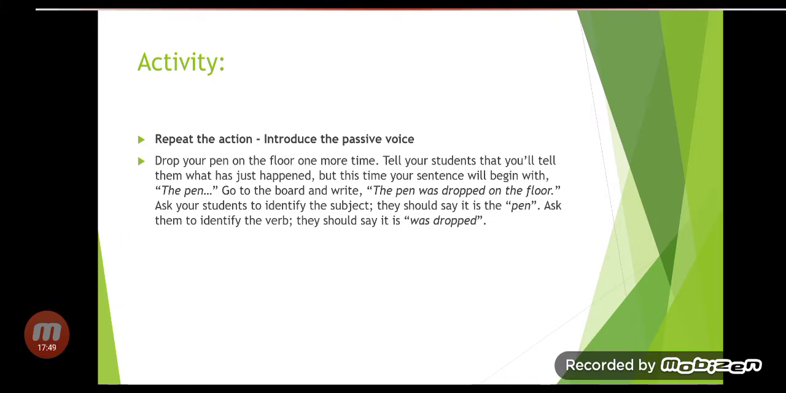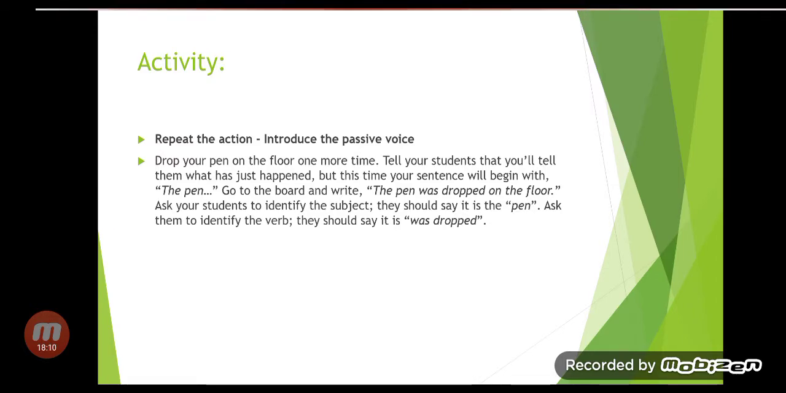When you will be repeating the action, you will be introducing the passive voice. How? You have to drop your pen on the floor one more time. Then you have to tell your students what just happened. And this time your sentence will begin with the pen. Then you will write on the board, the pen was dropped on the floor.